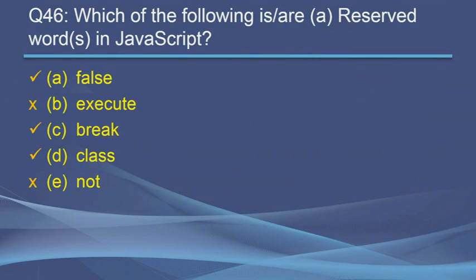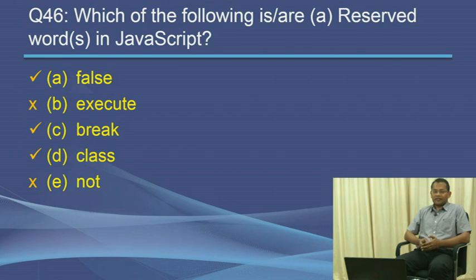Let's look at question number 46. Which of the following are reserved words in JavaScript? So like I told you before, you need to know what are the built-in functions, the built-in syntax, the variables that are used, the keywords. So you need to know what are the reserved words in JavaScript. So if you look at false, false is a Boolean value. It can be either true or false. So false is a reserved word.